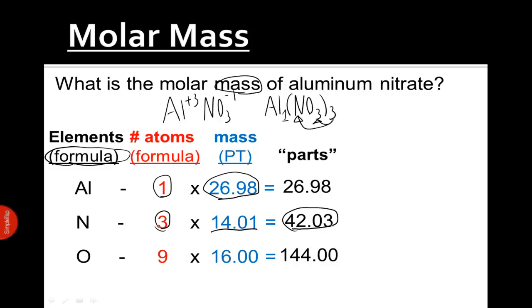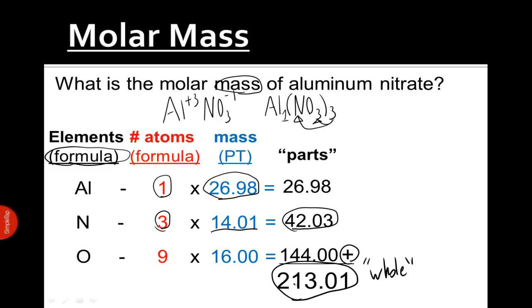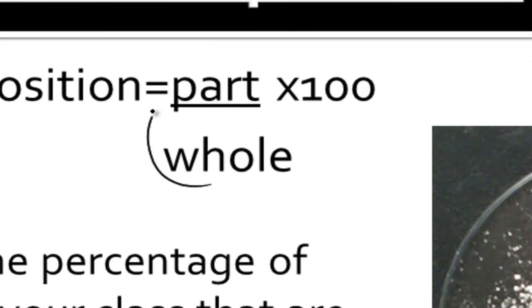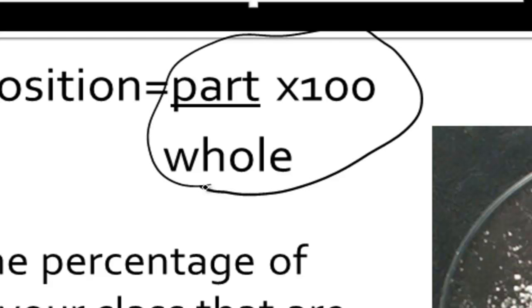These are what I call the parts, and once you take all the parts and add them up, you'll get what I call the whole. The whole is the molar mass. So in this case, the molar mass of aluminum nitrate is 213.01 grams. So the next step is to just move 1 step over and do what's called percent composition. What that is I always say part divided by whole times 100.